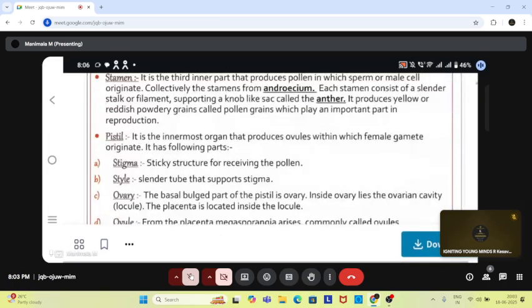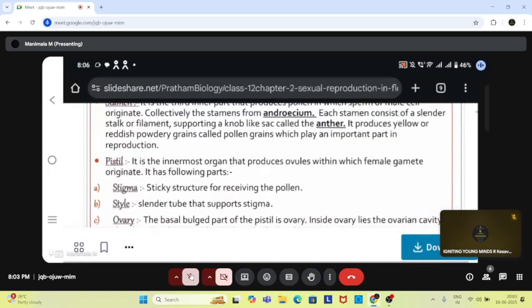Okay, so these are the essential and non-essential parts. And also, when we are discussing the flower, there is an additional point. Based on the sex organs present, we have two types of flowers: the unisexual flower and the bisexual flower. What is a unisexual flower? If any one sex organ is present, then it is called unisexual. And if both male and female sex organs are present, then it is called a bisexual flower. Okay.